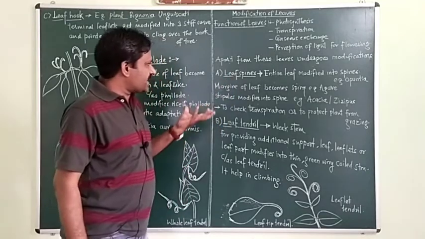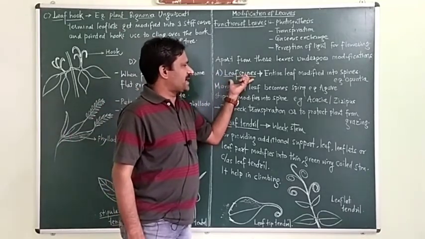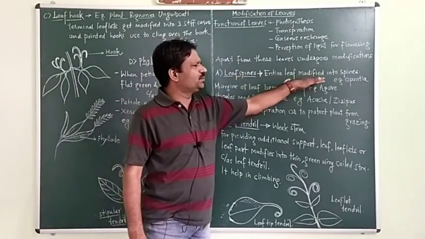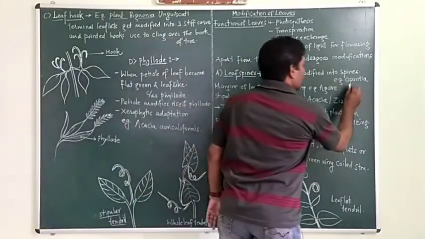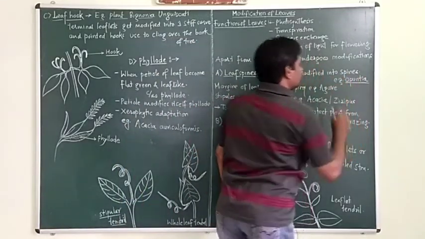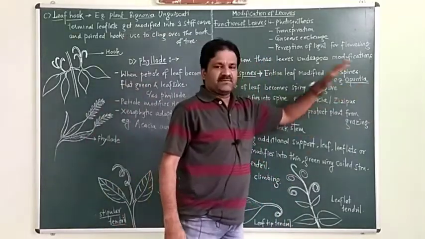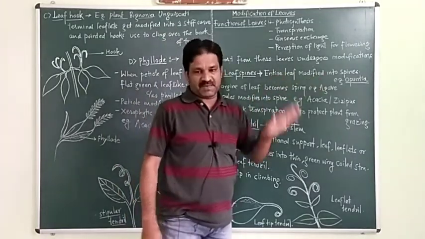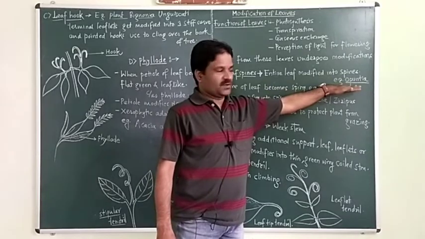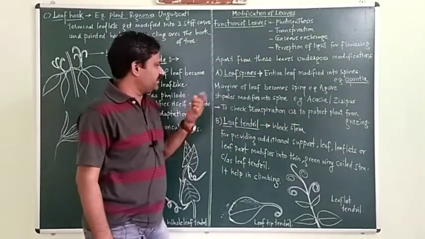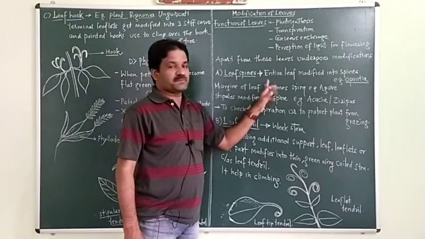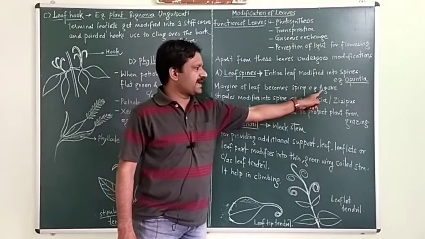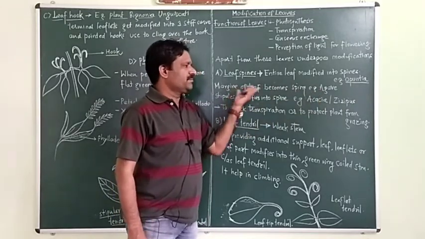The leaves modify into spines. In some leaves, the entire leaf is modified into spines. In the case of opuntia, a xerophytic plant, we see that the whole leaf is modified into spines. In some leaves, the margins of the leaf become spiny, so only the margin is modified into spines. An example is agave, in which the leaf margin becomes spiny.